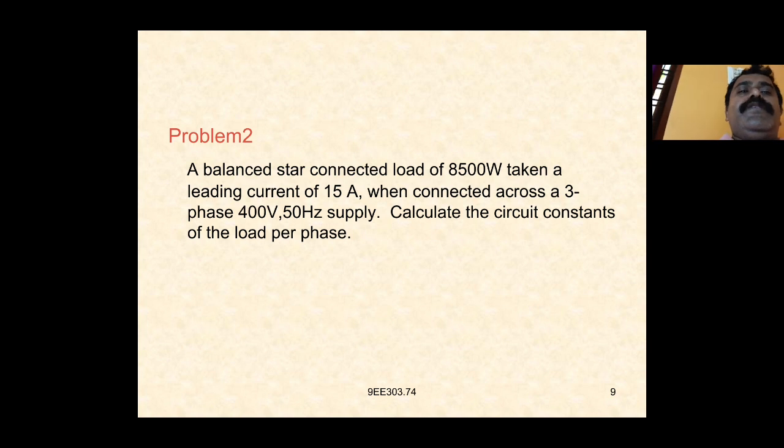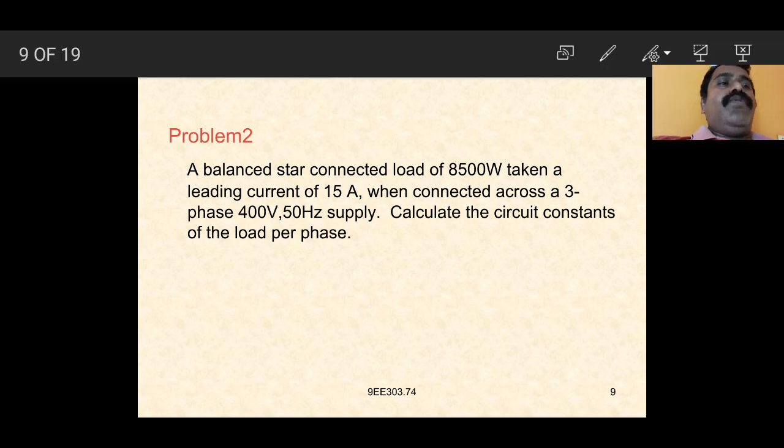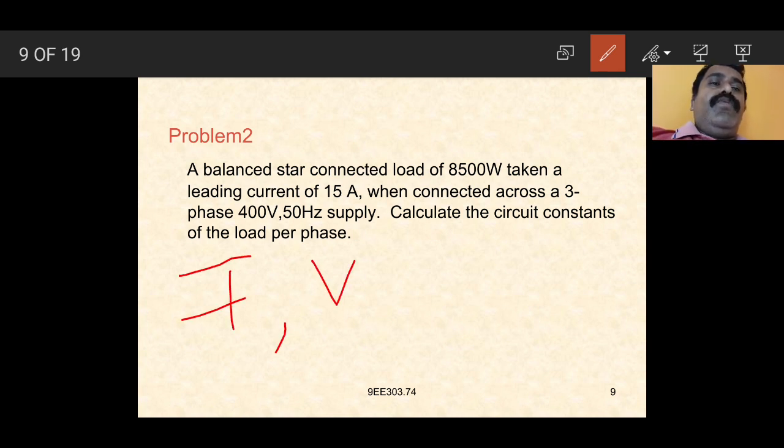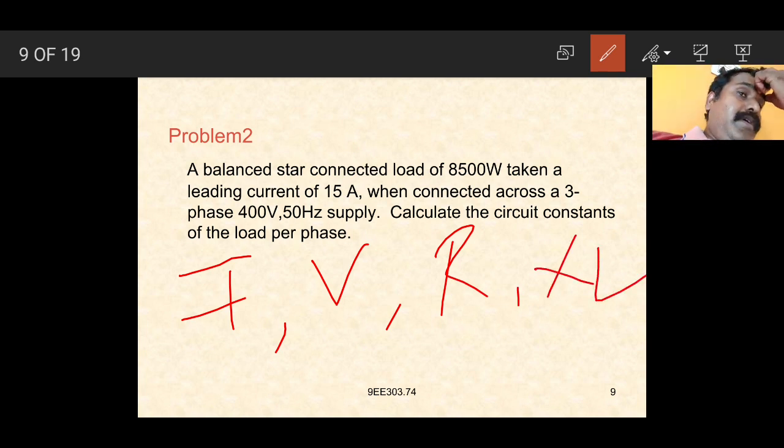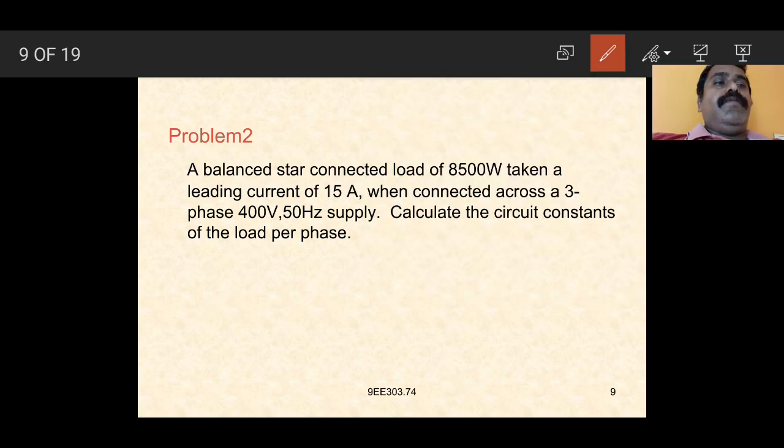Next problem: a balanced star connected load of 8500 watts takes a leading current of 15 amperes when connected across a 3 phase 400 volt 50 hertz supply. Calculate the circuit constants of the load per phase. The circuit constants are the current, voltage, resistance, inductive reactance and inductance. These are the circuit constants we have to find out.